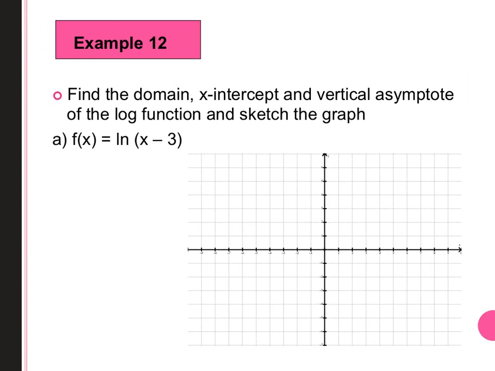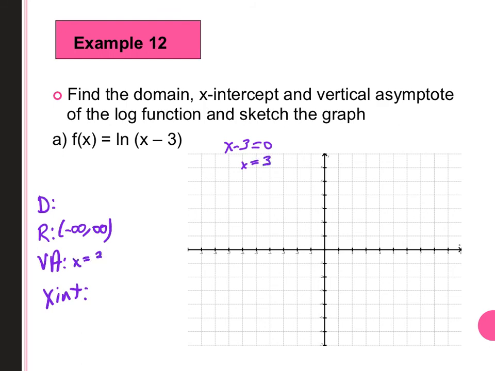Okay, exact same thing. We treat this the exact same way as we did our logs, because this is a log. If I'm going to find the domain, the range, vertical asymptote, and my x-intercept, what do I know right away? The range is negative infinity to positive infinity. How do I find my vertical asymptote and my domain? I say x minus 3 equals 0. So I have an asymptote at x equals 3, right? So my domain would be what to what? 3 to infinity. How are we doing?